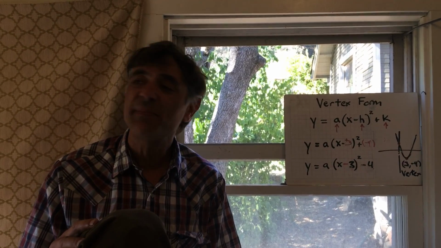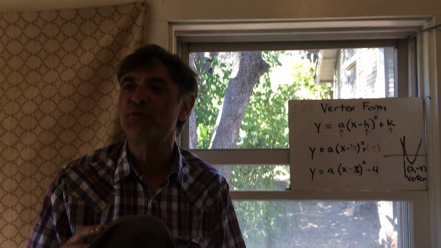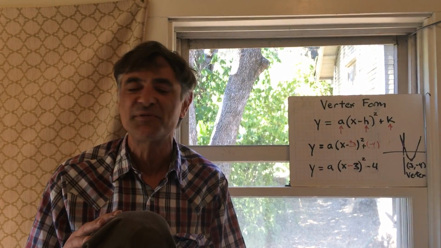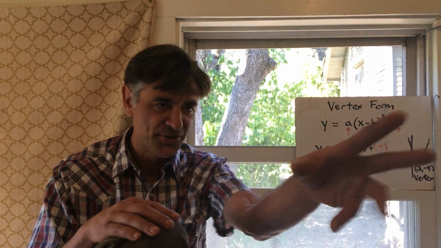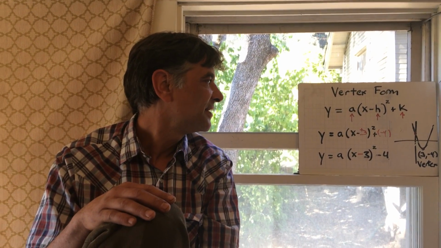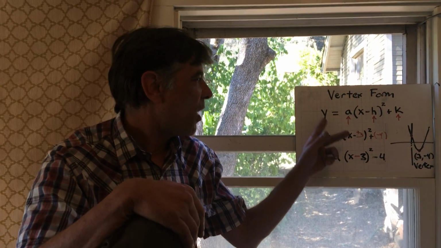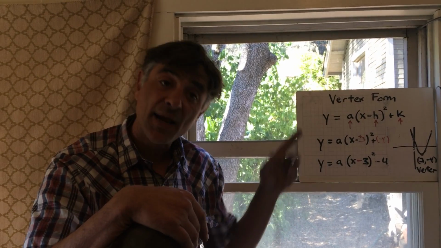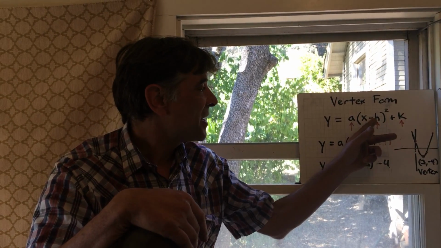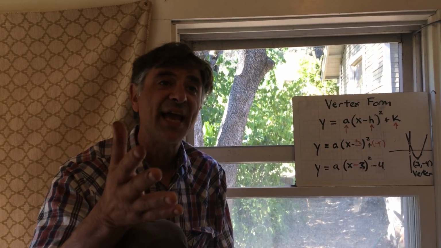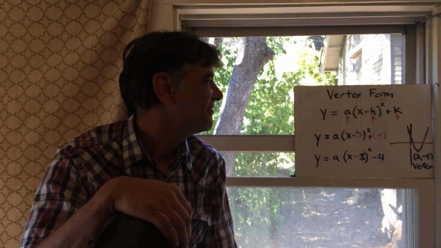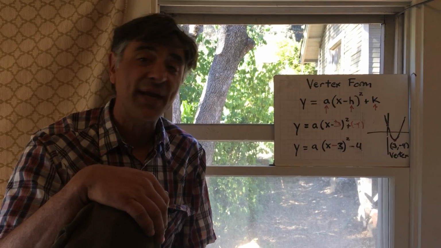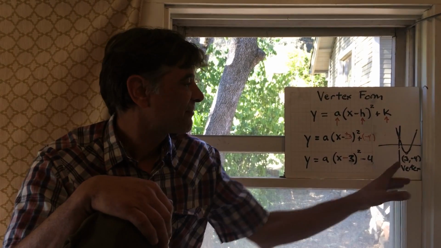So let's just go. Does anybody remember the general formula for the vertex form of a quadratic equation? Go look in your notes. That's right. Y is equal to A times the quantity x minus h squared plus k. And who can tell me what h and k are? That's right. H and k are the x and y values of the point at the vertex.